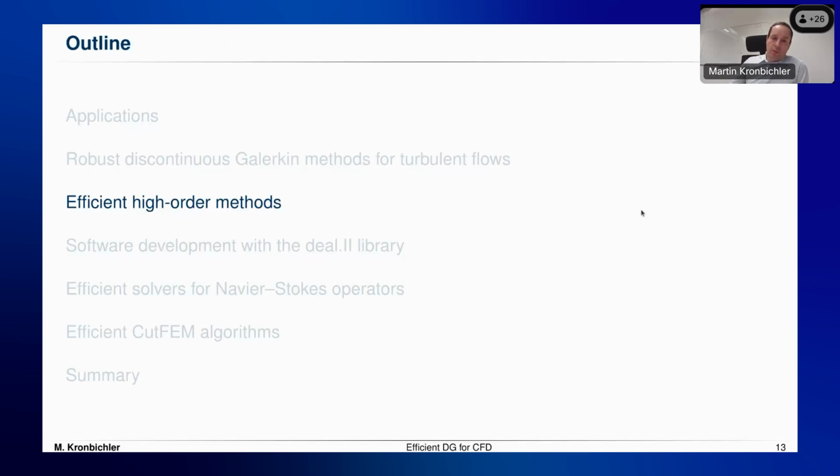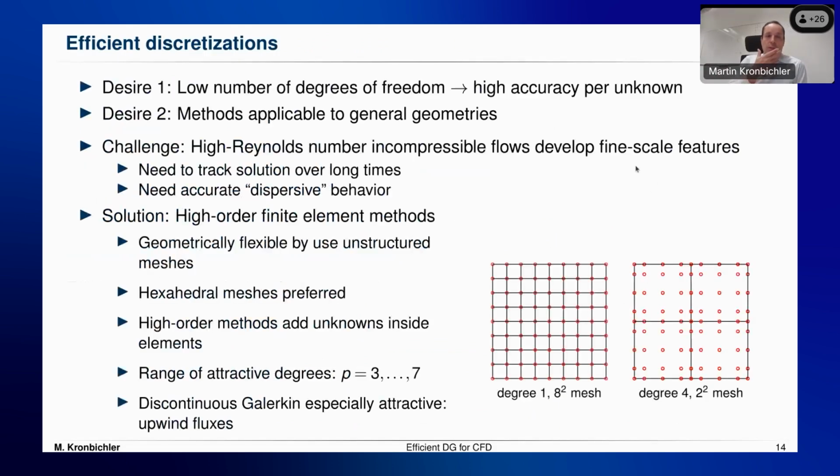Let me now go to high order methods, because I had this in my title and I wanted to really show you why we are interested in those methods and what is interesting. Of course, when you think about efficiency of the computation, you want to go towards a low number of degrees of freedom. So every degree of freedom should carry a high accuracy. We want to have methods applicable to general geometries. So we also want to have a mesh-based method, which is flexible, like finite elements, or in our case, discontinuous Galerkin.